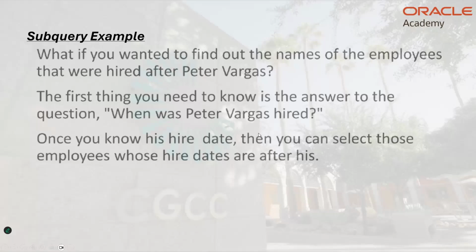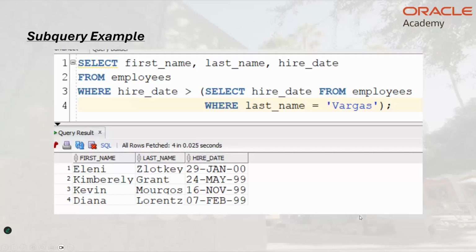So the first thing you need to know, if you remember that question, is the answer to the question: when was Peter Vargas hired? Once you know his hire date, then you can select those employees whose hire date is after. And you guessed it, you can accomplish that with the subquery. Please take a look at this.